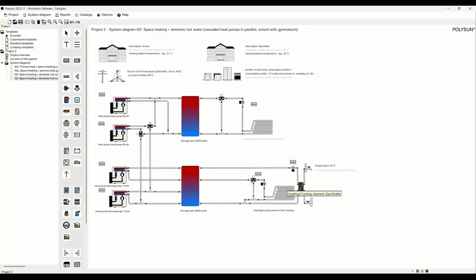And then there are 2 types of heating, and also the opening times are different, of course. So there are times when maybe the school is closed, but the sports center is still used. So that's why it makes sense to have this setup with different heat pumps that can be switched off at different times and can be maintained at different times. So this is another good example for a cascade heat pump system.